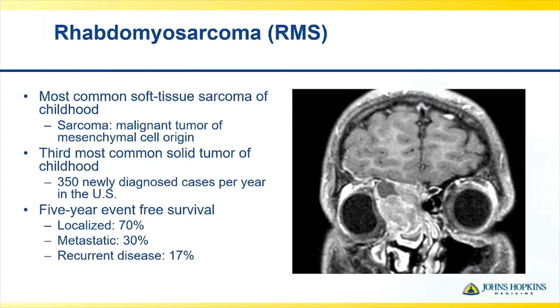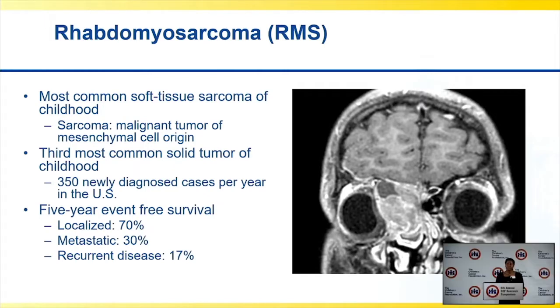Thank you for the opportunity to share my research today. I'm going to be describing our efforts in developing targeted therapies for HRAS mutant rhabdomyosarcoma. Rhabdomyosarcoma is the most common soft tissue sarcoma of childhood, with sarcoma referring to malignant tumors of mesenchymal origin. It's the third most common solid tumor of childhood, with about 350 newly diagnosed cases each year.